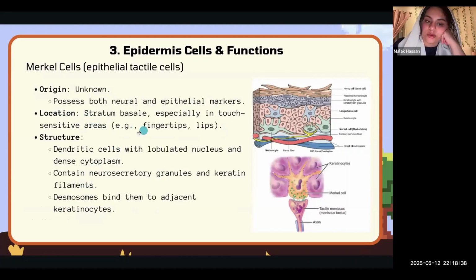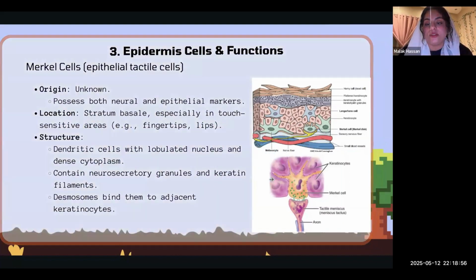Now the location is in the stratum basale, like we said, especially in touch sensitive areas like the fingertips and the lips. And the structure is that they are dendritic cells. Again, they have a lobulated nucleus and a dense cytoplasm, and they contain neurosecretory granules and keratin filaments, and the desmosomes will bind them to adjacent keratinocytes.